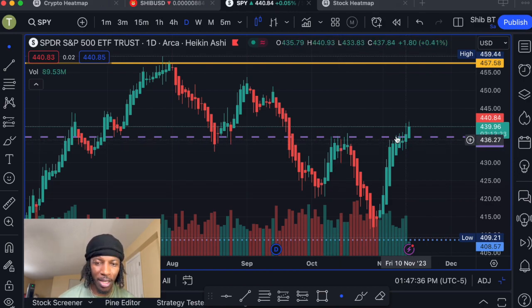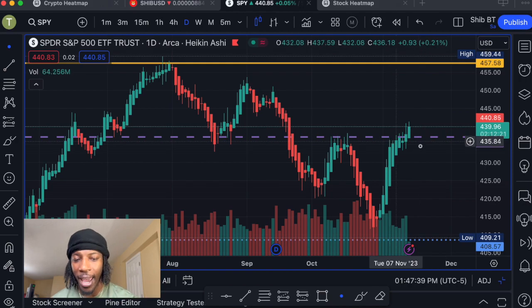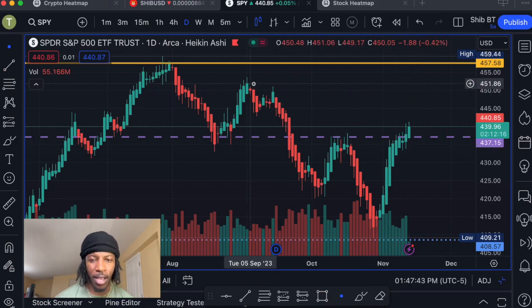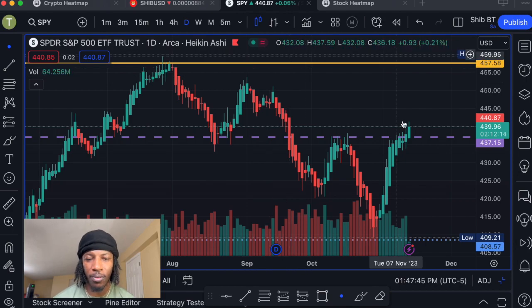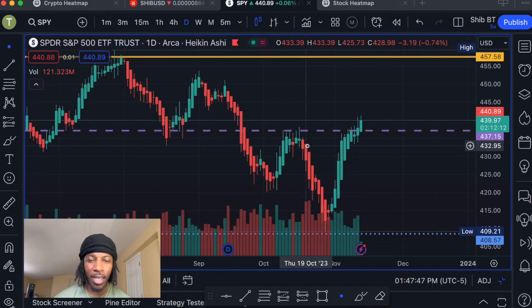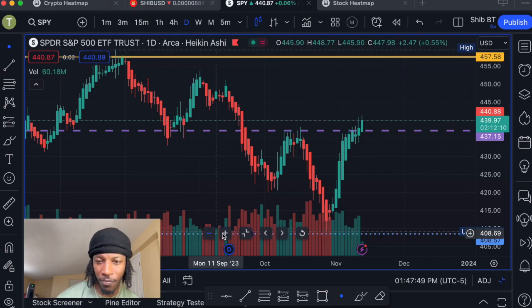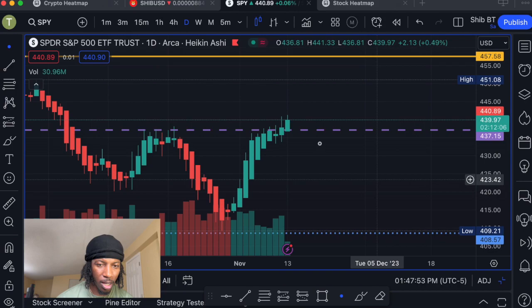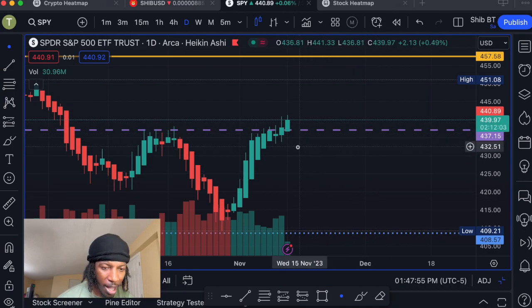That's a good sign. So we will want to look to consolidate around this area to get ready to push back to our 450 and then inevitably our 460. So I would be looking at SPY over the next few days and weeks to consolidate around here. I wouldn't want to see SPY here.